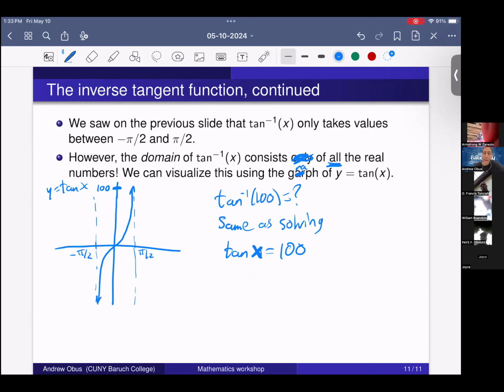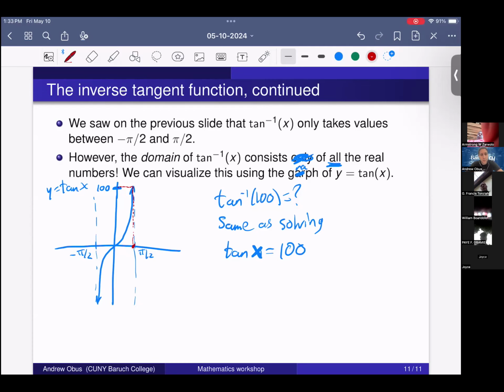Now I don't know what angle satisfies tangent of x equals 100, but it's clear from looking at the graph that there is some angle where tangent of x is equal to 100. I can draw my horizontal line over to the graph, and then draw a vertical line down to here. Whatever that angle is, that's an angle whose tangent is equal to 100. That angle looks like it's going to be very close to pi over 2, probably a little bit less than pi over 2. Let me actually just do it.